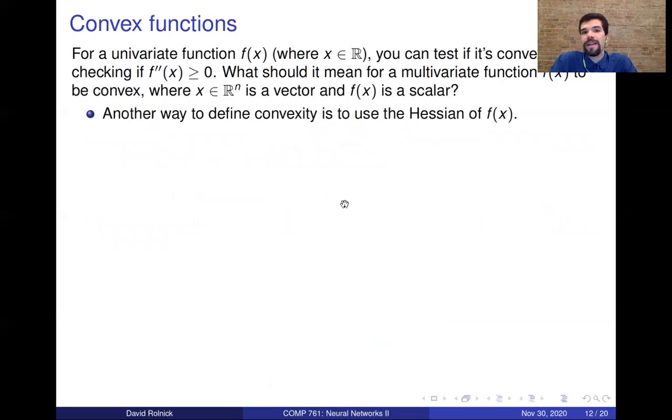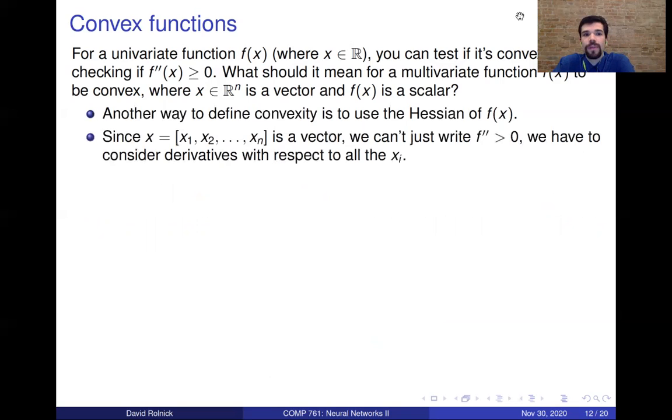So another way to define convexity is to use the Hessian, as some people were saying. So let's look at what this Hessian is. Since we have a vector, we can't just write the second derivative is greater than 0, or it wouldn't really mean anything. What is the second derivative of a function of many input variables? We have to consider derivatives with respect to all of the input variables.